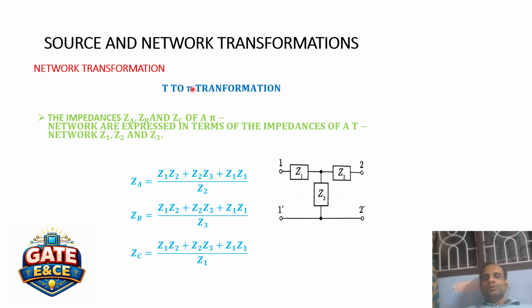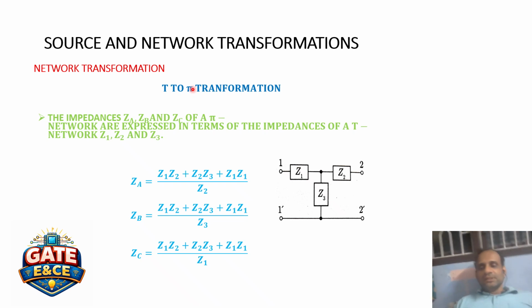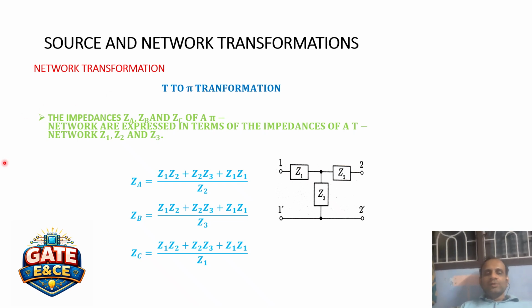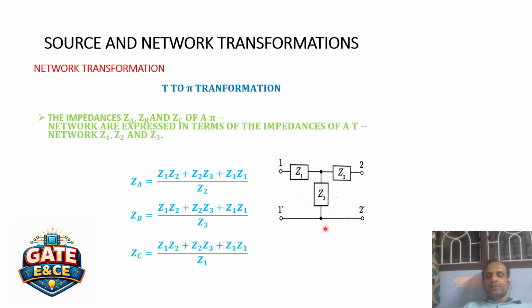Next, moving to the network transformation. Ideally, we have two types of network. One is the pi network and another one is a T network. So this is a T network. It is of T shape. Pi network will be discussed in the next slide. A pi network consists of impedances connected in pi form, whereas a T network shows impedances connected in T form.